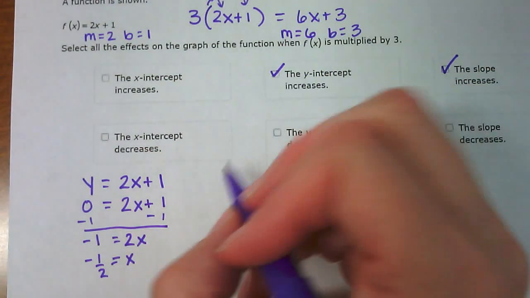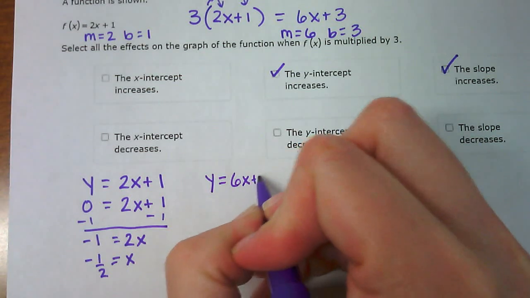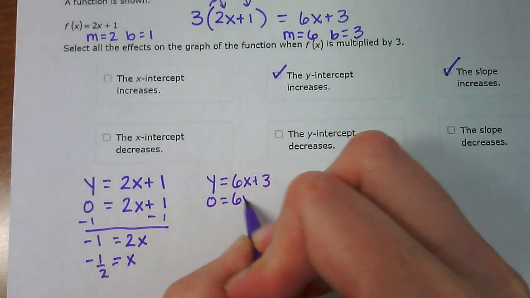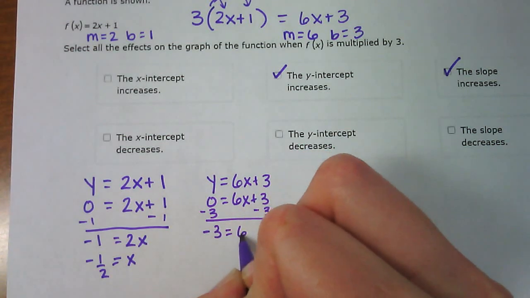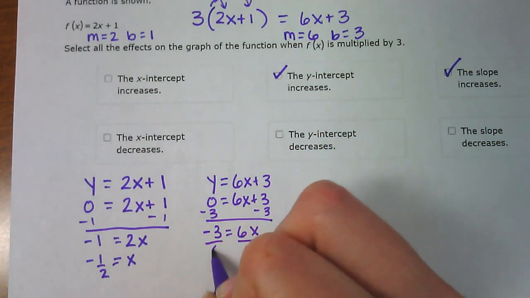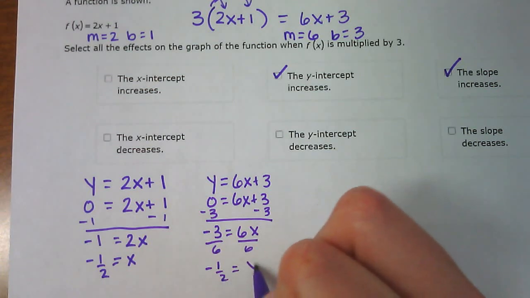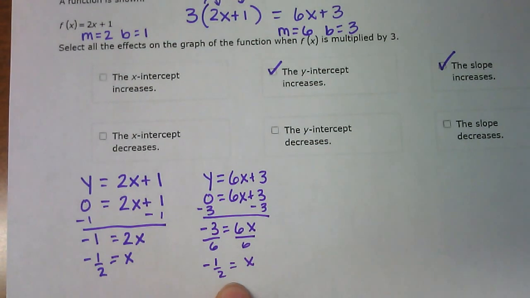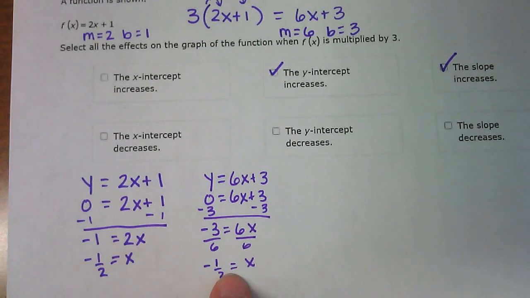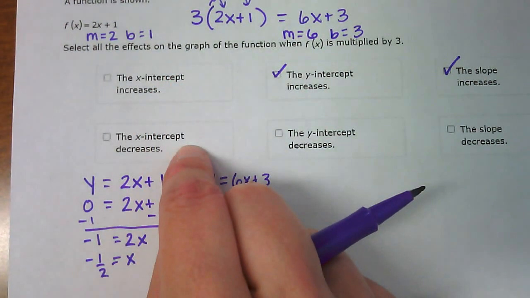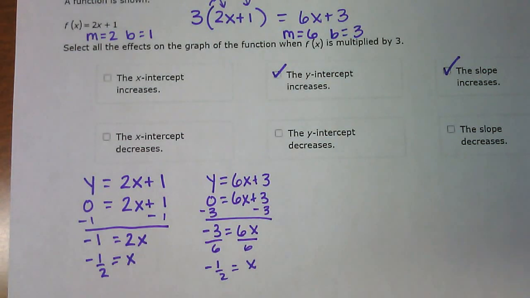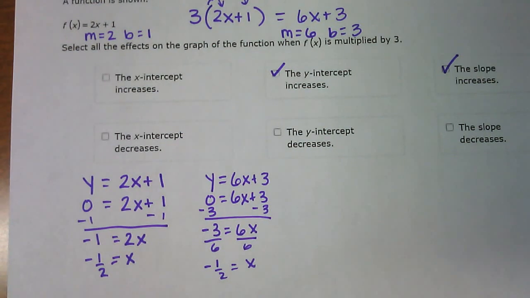With our new function, we're going to make y 0. We're going to move the 3 to the other side, and we're going to divide by 6. And x is still negative 1/2. Our x-intercept doesn't change, so we do not select either of these options. Okay, if there was an option that said our x-intercept remains constant, we would pick that option. Okay, because the x-intercept did not change.